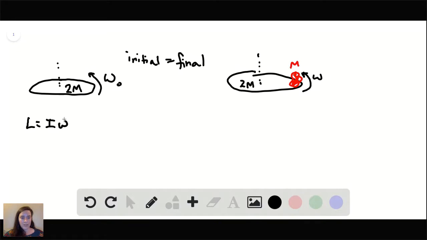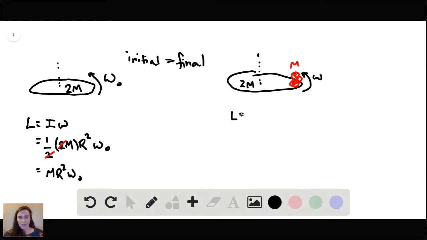So I have a disk. The rotational inertia of a disk is 1/2 m r squared. The mass of this guy, however, is 2m, so 1/2 times 2m r squared and omega naught. So my 2's cancel out, and I get m r squared omega naught.